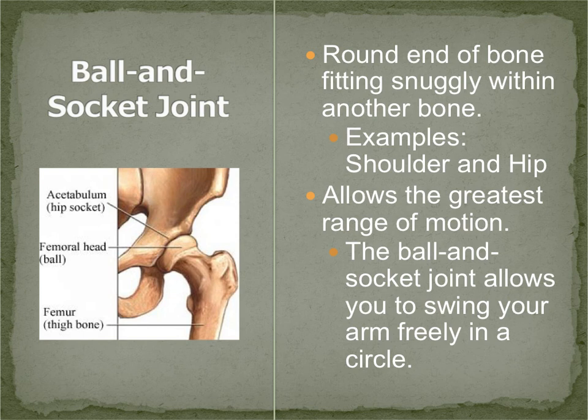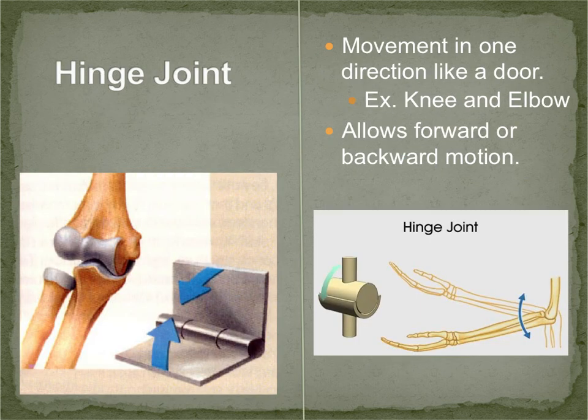For the ball and socket, your examples again are your shoulder and your hip, and it allows the greatest range of motion. We call it ball and socket because the ball, or the head of the femur, for example, is the ball, and then the socket is this indentation of the pelvis called the acetabulum. For a hinge joint, examples again are knee and elbow, and it allows backward and forward motions, just like a hinge on a door.